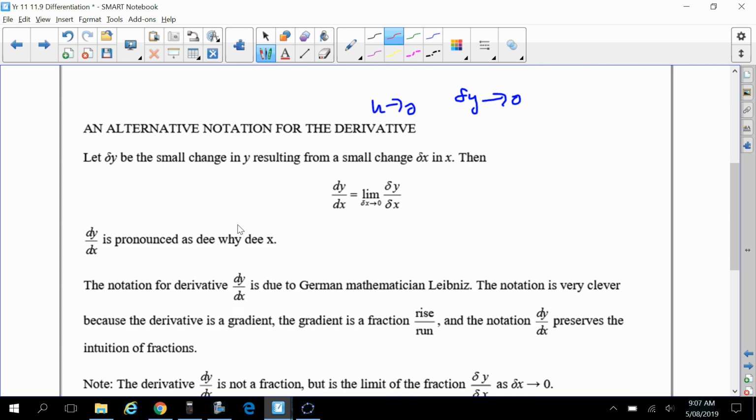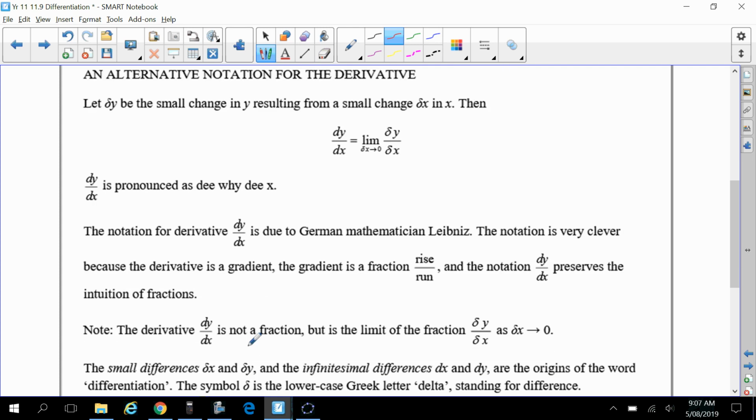Okay. Now the notation. Oh, it's all written here. The notation is very clever because the derivative is a gradient. The gradient is a function, rise over run, and the notation preserves the intuition of fractions. But be very careful that dy dx is not a fraction. It is a value of the limit. So we can't really separate the dx and dy yet. So you can't just write dy. It's dy on dx.